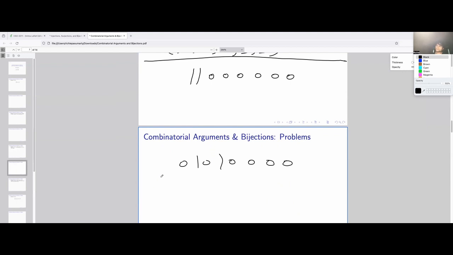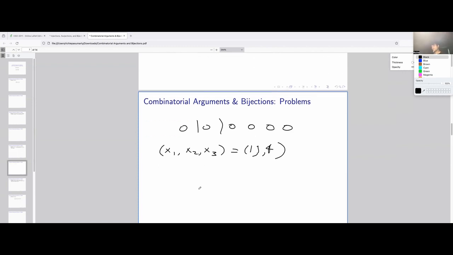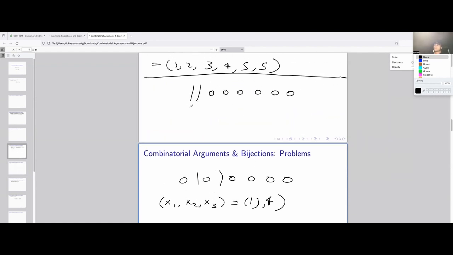What this corresponds to is a specific solution. This corresponds to x1, x2, x3. There's only one ball here, so 1. There's only one ball here, so 1. And there are 4 balls here, so 4. So this corresponds to a particular solution for x1, x2, and x3. If I have this arrangement up here, there are 0 balls here, 0 balls here, and then 6 balls here. So this corresponds to this solution.